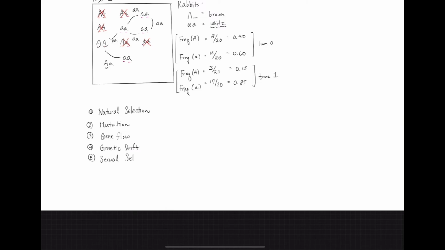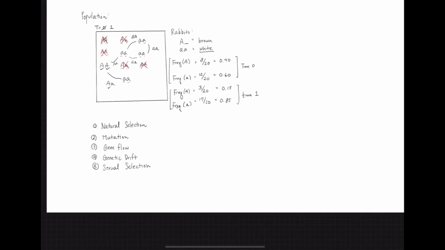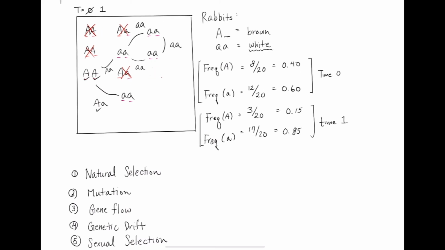Okay, so let's clean up that population here for a moment, because we've been killing off some rabbits here, and we have all of these little mating lines. We can get rid of those as well. So if we get rid of the dead rabbits, we have this population at time 1. There we go. And we know what the frequencies of the alleles are. The big A is going to be 0.15, the little a being 0.85.